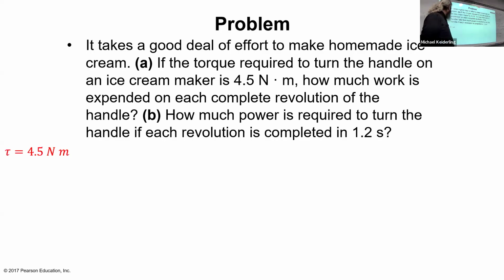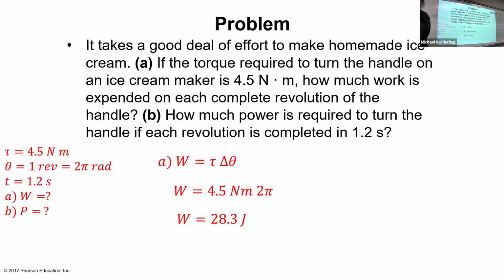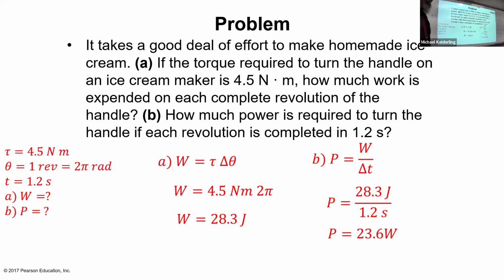So torque is 4.5 Newton meters. Theta is 1 revolution or 2 pi radians. Time is 1.2 seconds. We want to find work and power. Well, work is just going to be torque times delta theta, 4.5 Newton meters times 2 pi, or 28.3 joules. And power is just going to be work over time. So 28.3 joules divided by 1.2 seconds, 23.6 watts.